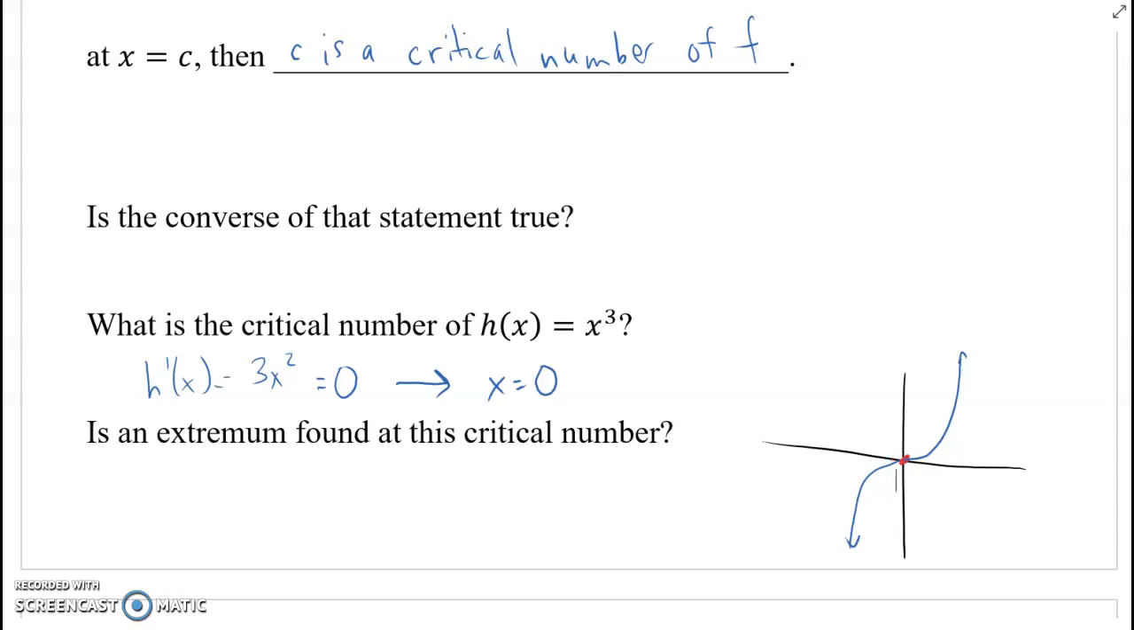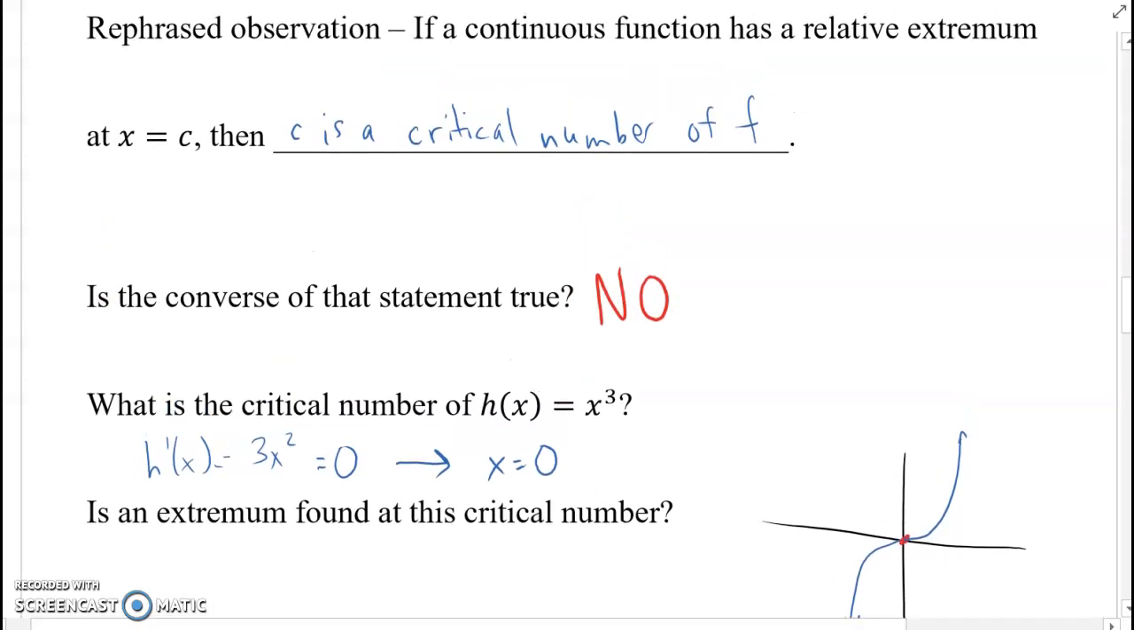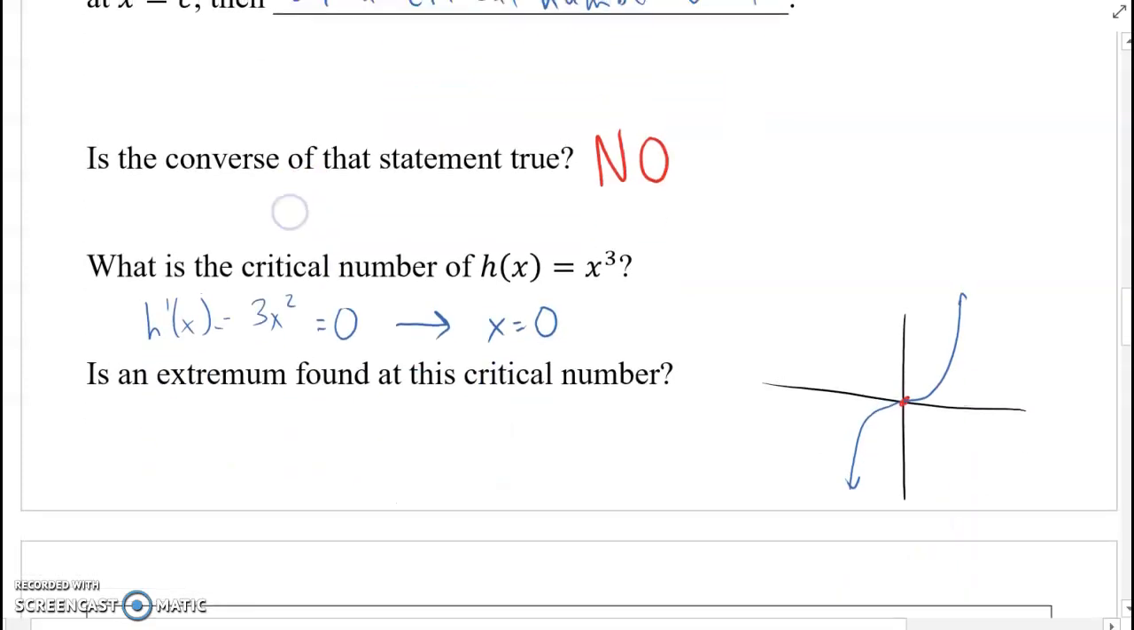But for now, let's just focus on the fact that the converse of that statement is not true. Although it is true that if we have an extremum, then it happens at a critical number, we cannot say that if we have a critical number, we have found an extremum. And here's a good counterexample with this x cubed.